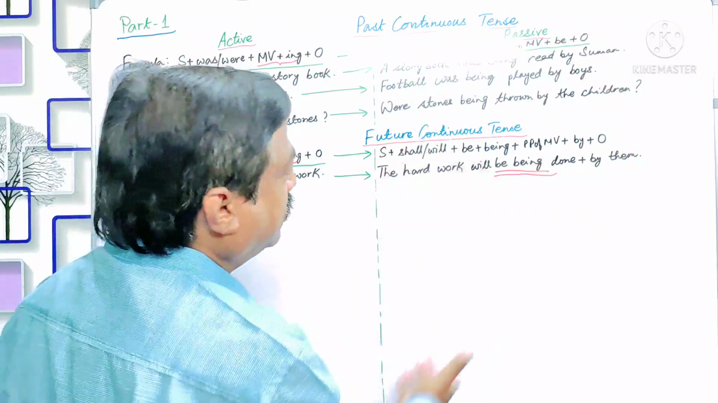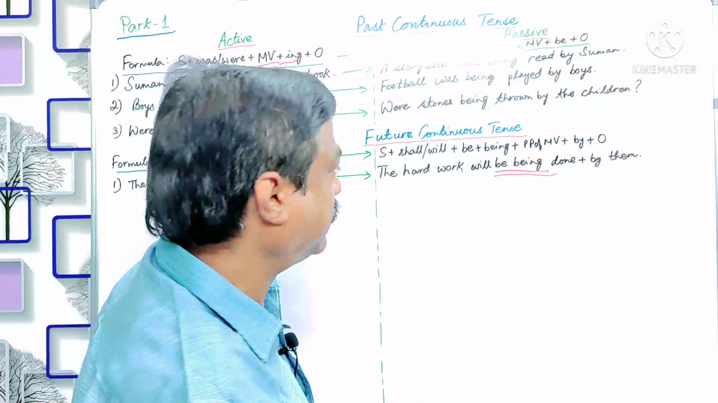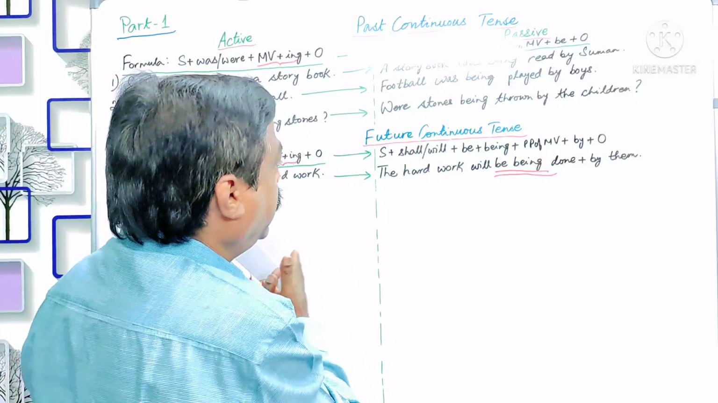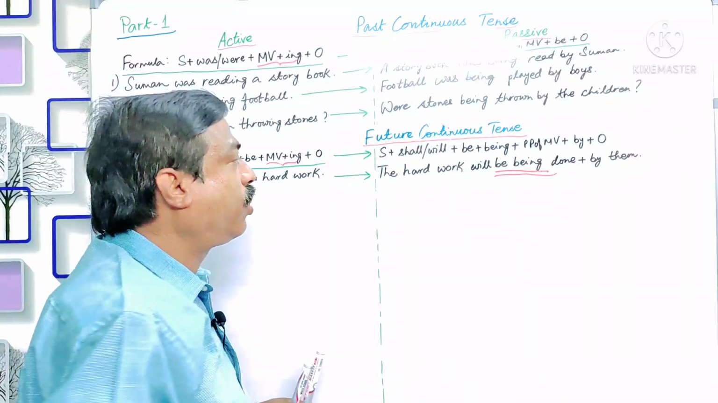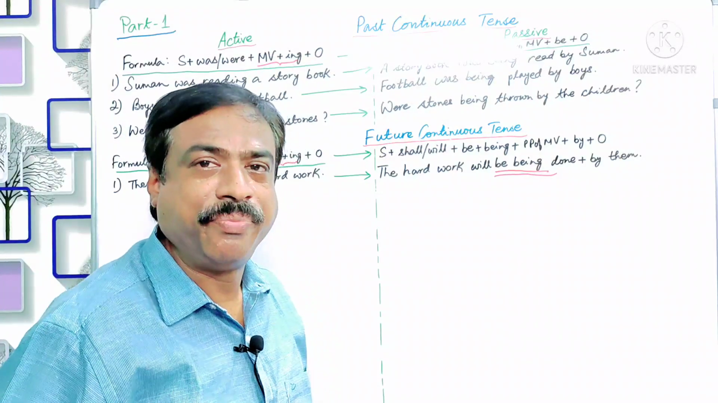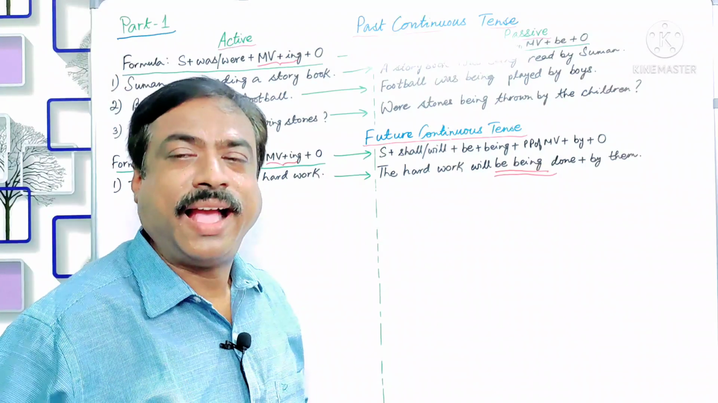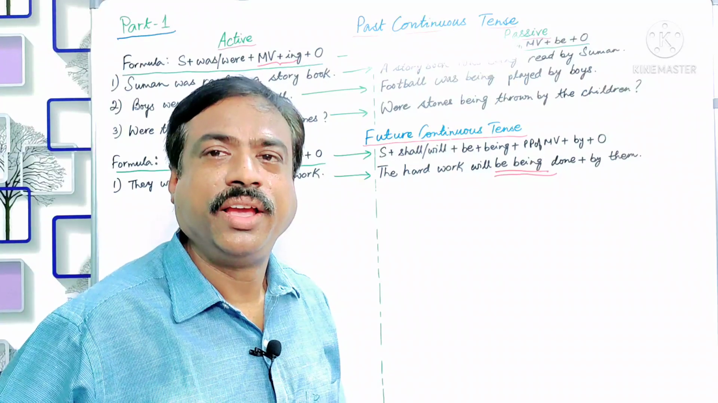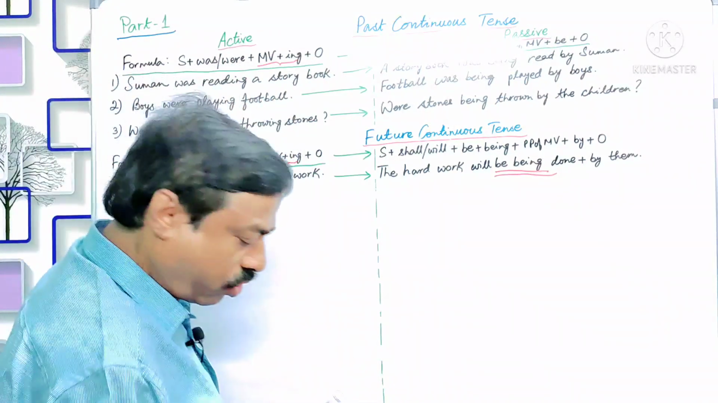According to the formula, the sentence is written like this. You have to write, because the sentence after changing from active to passive voice is like this only: The hard work will be being done by them. Actually, this is very rarely used, and we have to say that we avoid the change in the passive voice.